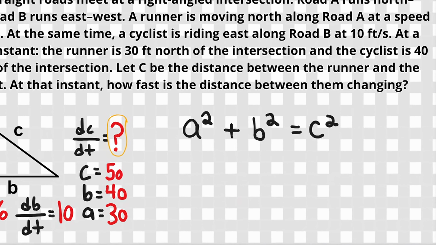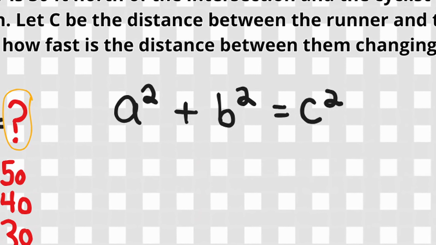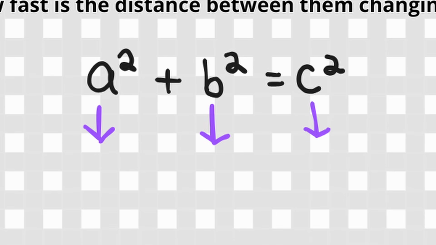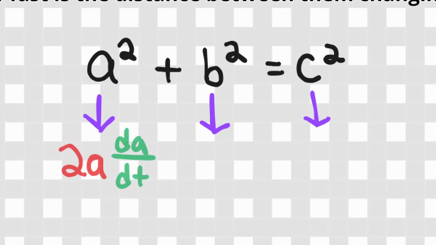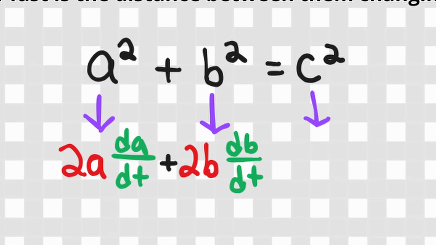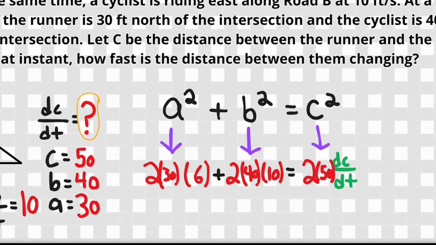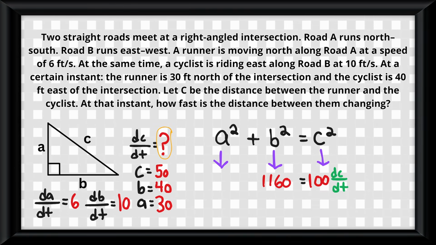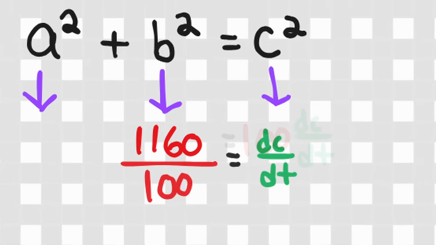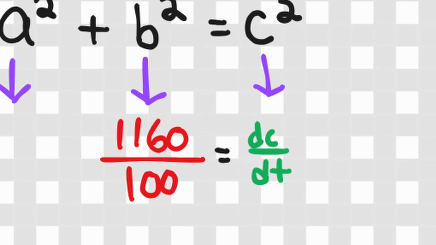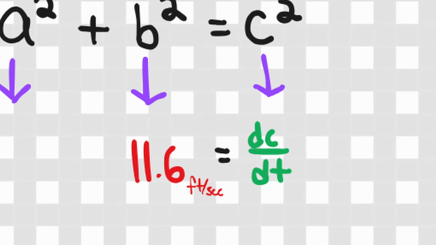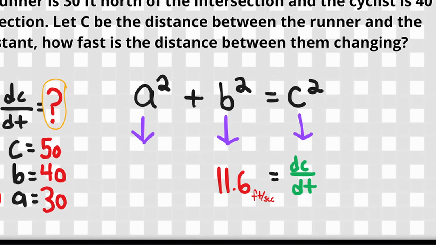So simply, let's start with the Pythagorean theorem, a squared plus b squared equals c squared. Now let's differentiate. So 2a times the dA/dt plus 2b times the dB/dt equals 2c times the dC/dt. Now we can plug everything in. Then after a bunch of simplification, we get dC/dt is equal to 1160 over 100, or 11.6 feet per second. And that is all you have to do for related rates.